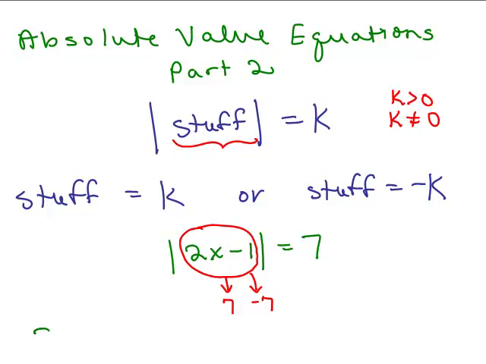So we'll be ending up solving two equations. 2x minus 1 equals 7, or 2x minus 1 equals negative 7. There are two totally separate equations to solve. You can't do it all in one step. You have to actually write out both equations and write the word or. So we're going to do this now.